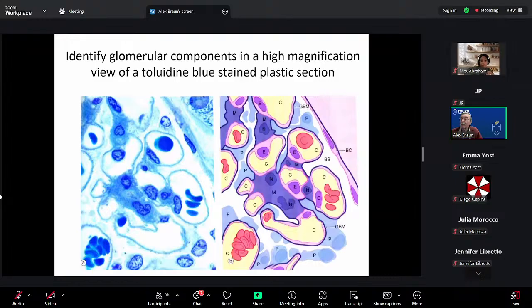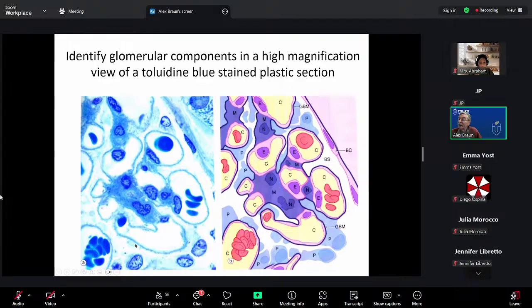Here's a higher power view again of a plastic section of glomerulus, and you see here a ring of capillary loops like this, a ring of capillary loops. There are some red blood cells in the lumen of that capillary right there. The capillary loops are demarcated by a glomerular basement membrane. That dark line forming a loop is a glomerular basement membrane.